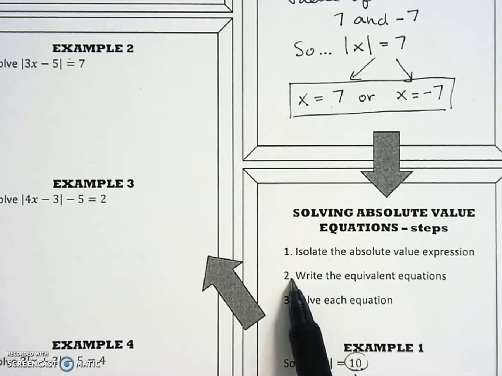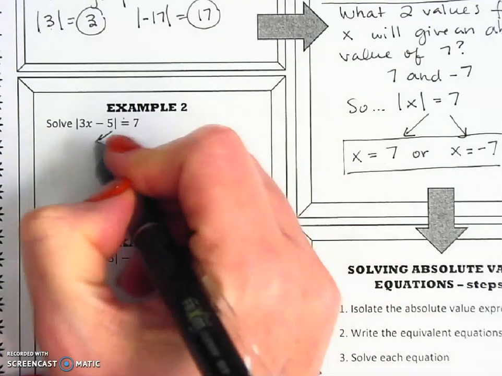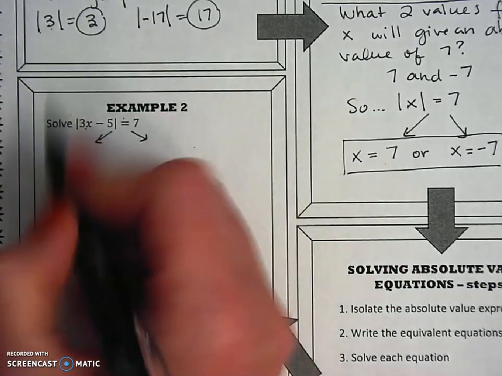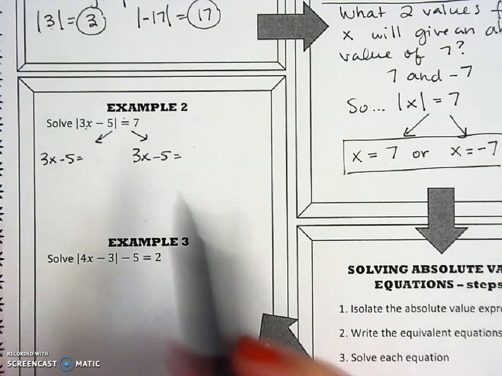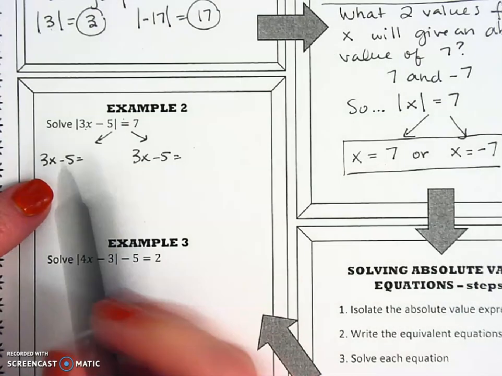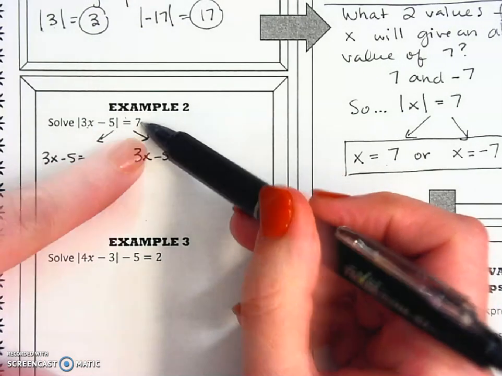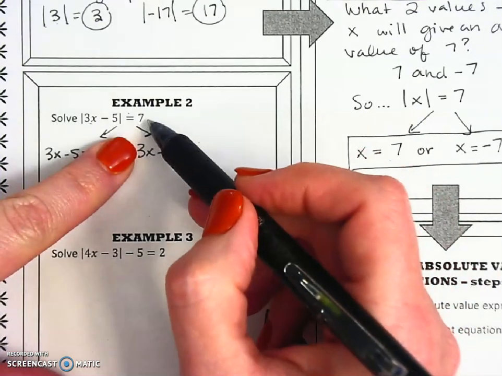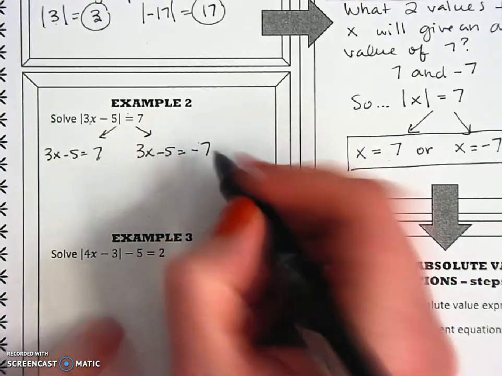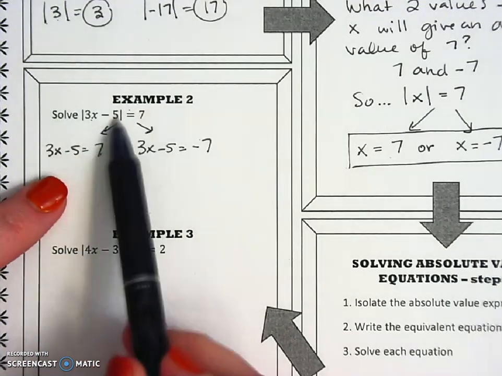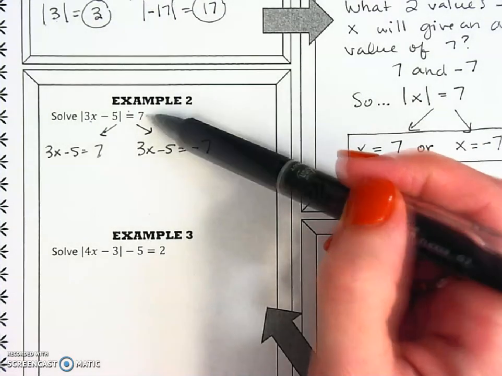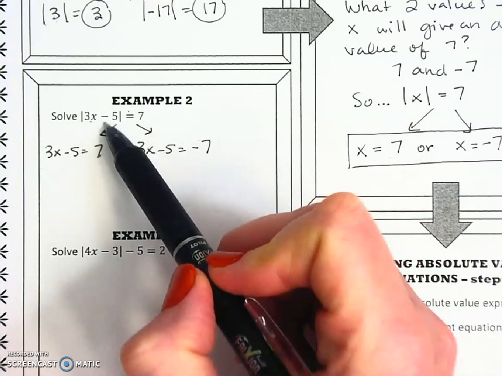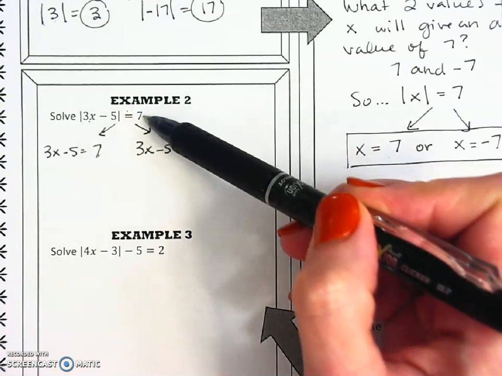So then I go straight to step 2, write the equivalent equations. So take what's inside, 3x minus 5, set up 2 equations with it. One equation is going to be equal to positive 7, and one equation is going to be equal to negative 7. Notice I didn't change the sign of anything inside the absolute value. The only thing that's getting a sign change is the constant that's on the right. So don't change the sign of anything inside. Just change the sign of the constant on the right.